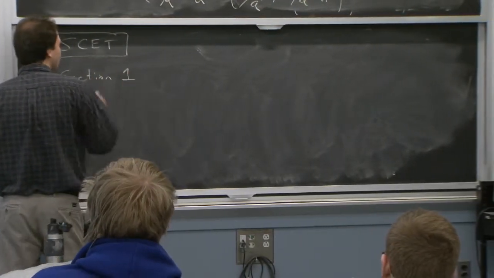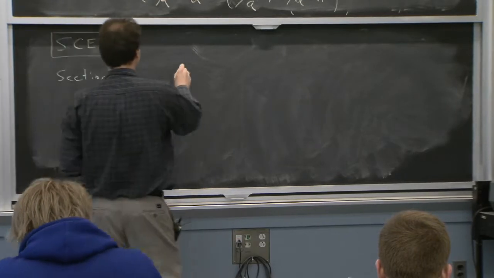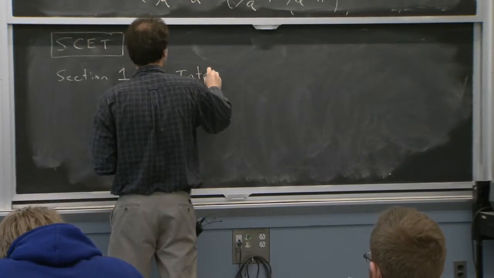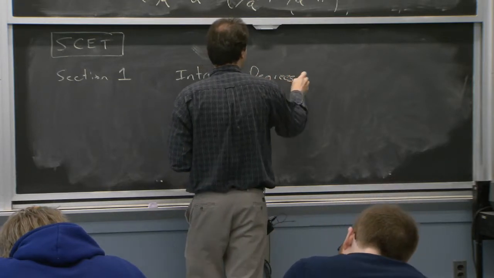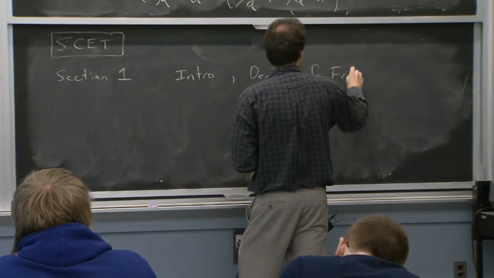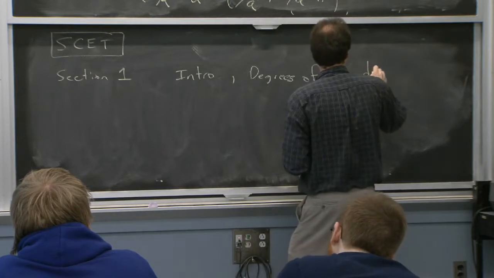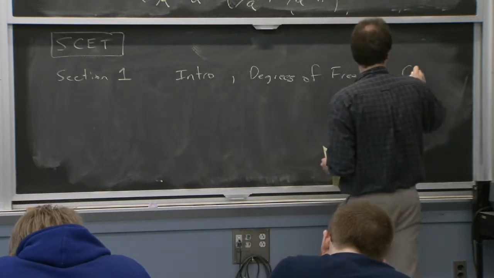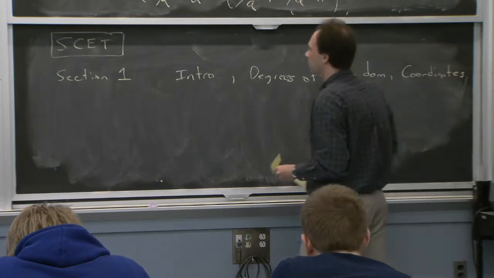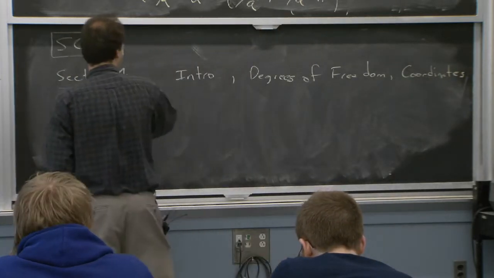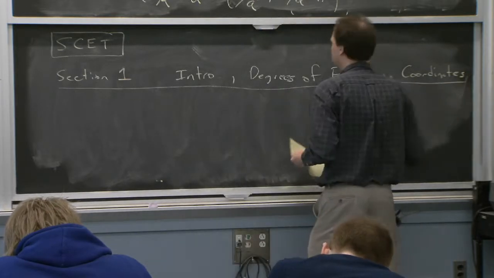And by way of introduction to any effective theory, the kind of things that we should talk about are why. So we'll talk about why. And then we should talk about what the degrees of freedom are. And in this case, we'll also talk about kind of what are convenient coordinates to be using for this effective theory. So that's what we'll start covering today.